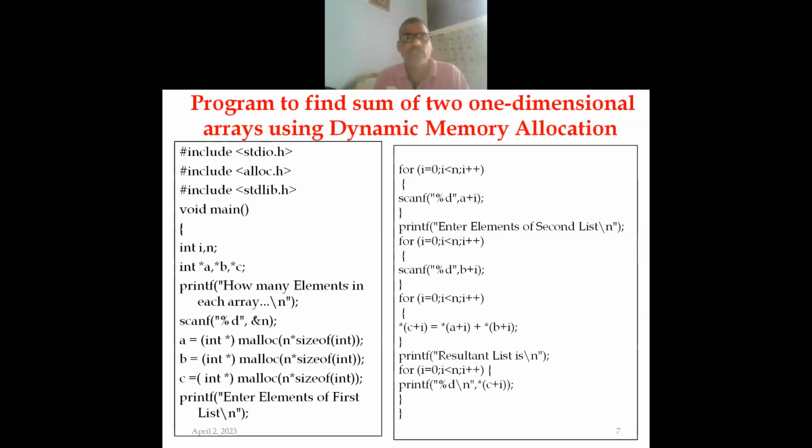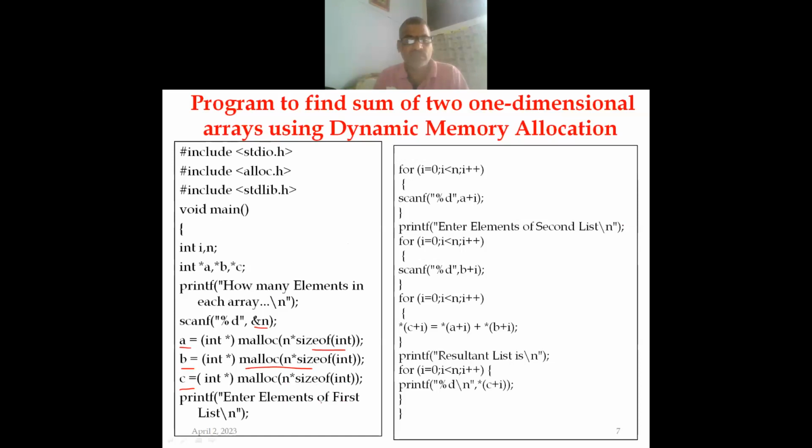So this is the program to find the sum of two one-dimensional arrays using dynamic memory allocation. How many elements are there in each array? n number of elements are there. So we are allocating the memory for A, malloc of n into size of int. We are allocating the memory for B, n into size of int, and we are allocating the memory for C, n into size of int.